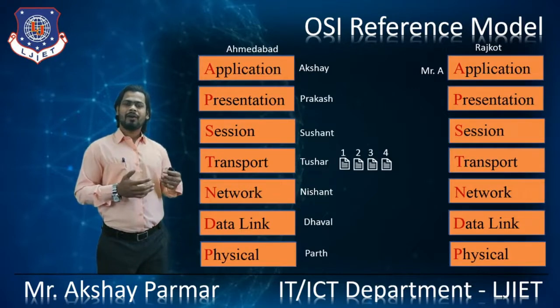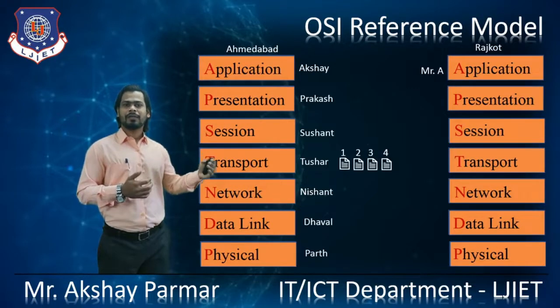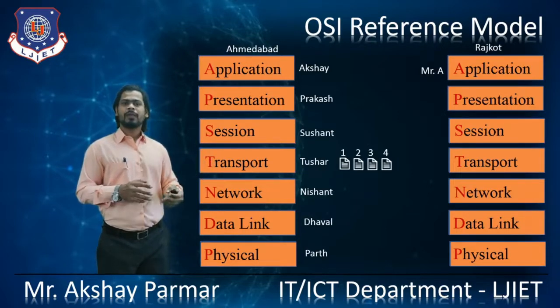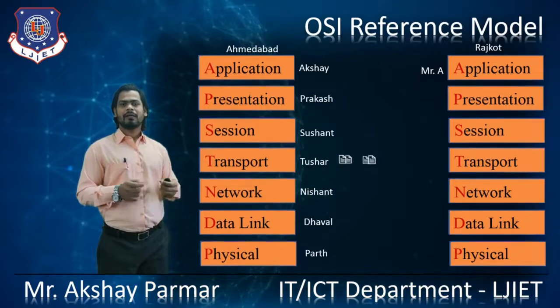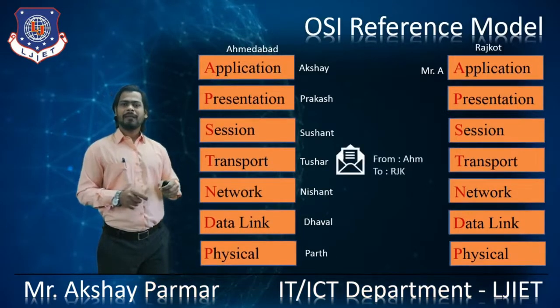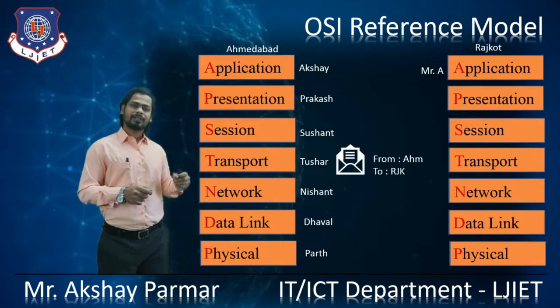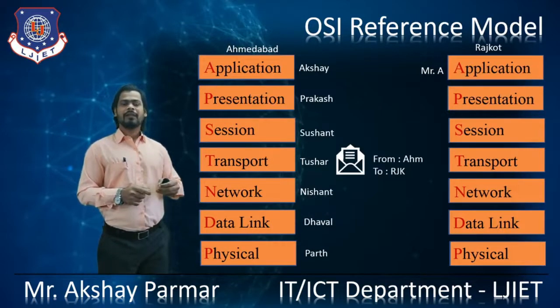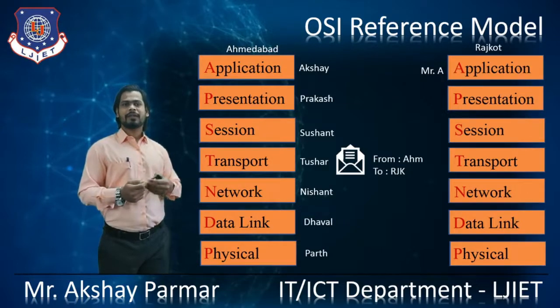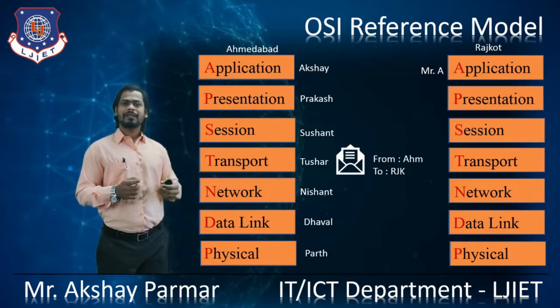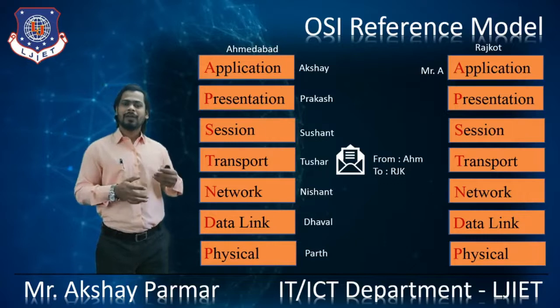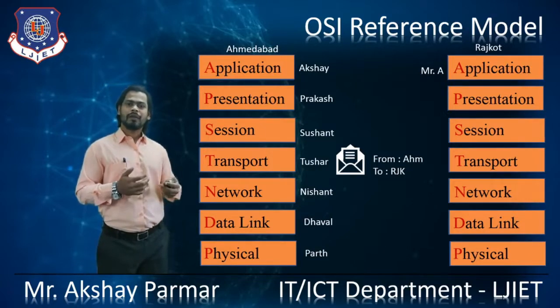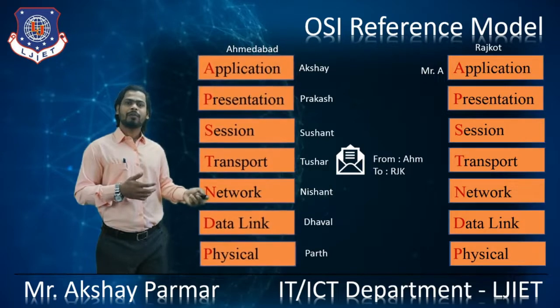Tushar will observe that all the packets have to be delivered to Rajkot based Mr. A's company. So he will collect all the chunks, put them in an envelope and label it: this is from the Ahmedabad based company, and the receiver of this envelope is the Rajkot based Mr. A's company. So Tushar will put all the 4 different 100 pages divided documents into the envelope and label the envelope. This comes from Ahmedabad and has to be delivered to Rajkot, right? After that, Tushar will give that open envelope to Nishant, right?